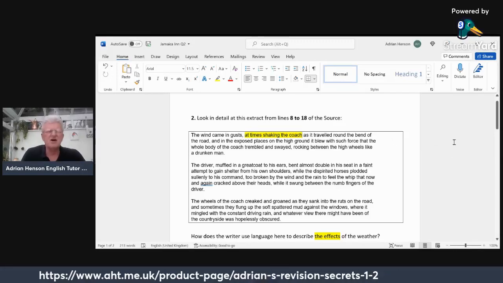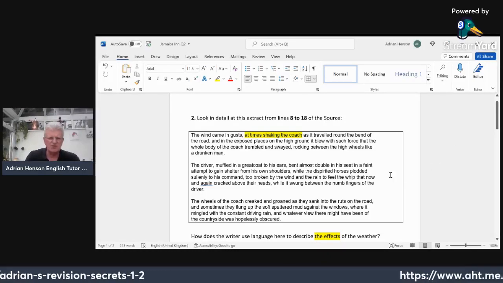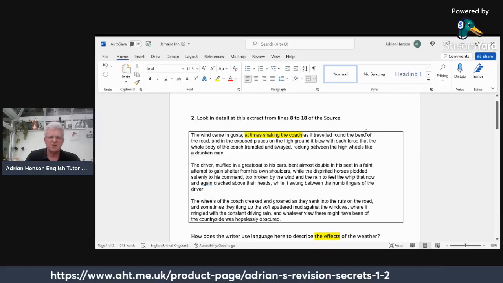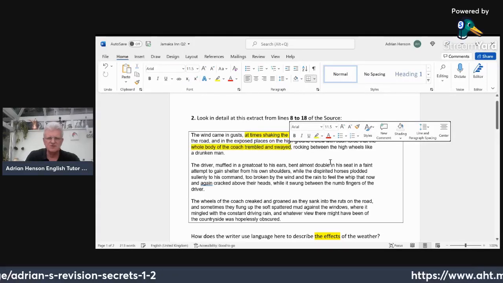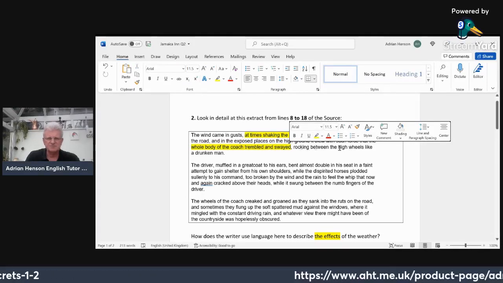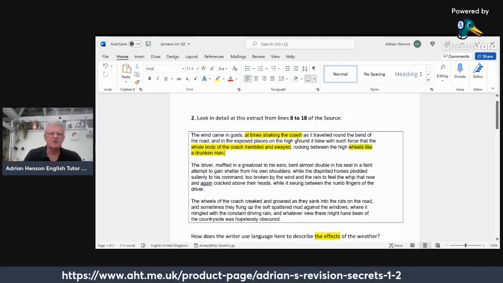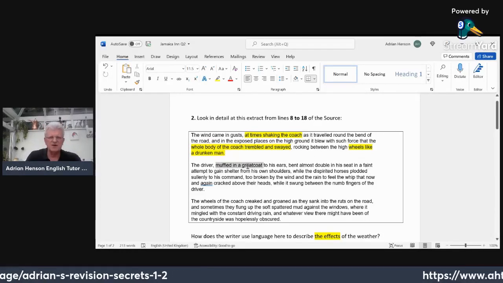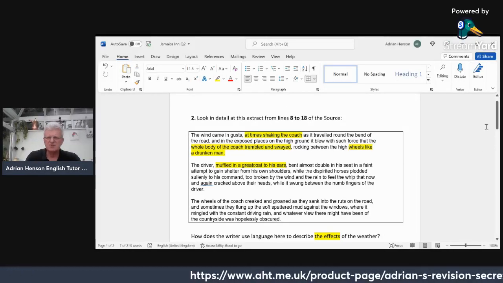So my first bit of advice is, very quickly, when you get into this question, you need to go through and highlight all the areas that you think show the effects of the weather. So you go through and highlight all these sort of things, and so on and so on. You go through very quickly, chronologically again. There are so many effects that you can pick out.